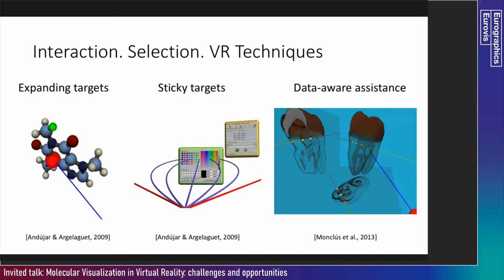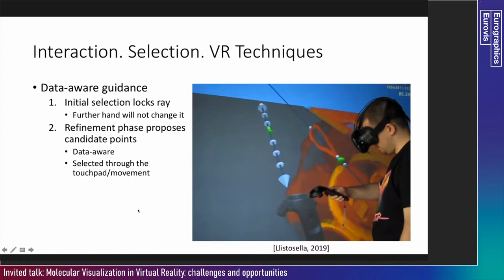In medical visualization, we have also worked with data-aware assistance for precision selection of points on the surface. Okay, and this is an idea that can be a good candidate. However, we still have the problem of the free ray moving. So one of the things that we developed, for instance, was a two-stage technique in virtual reality called the ray lock technique.